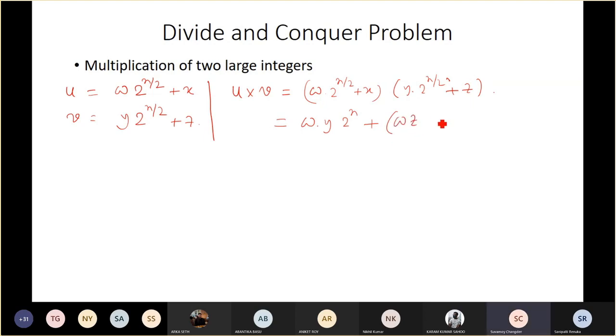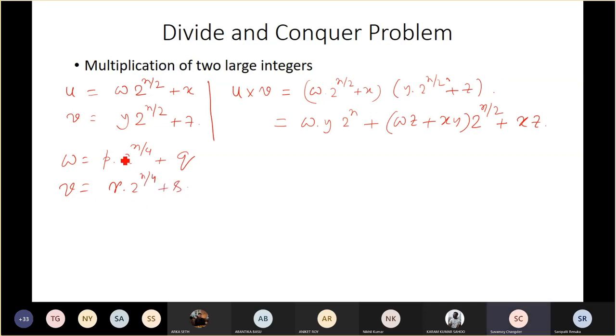So we can write wz plus xy times 2 to the power n by 2 plus xz. So in this way we can go for multiplying two integers. Again, this w can be represented as another one. Say this w again can be represented as p into 2 to the power n by 2, that is n by 4, plus another, say, q. Similarly, y also can be represented as, say, r into 2 to the power n by 4 plus s.